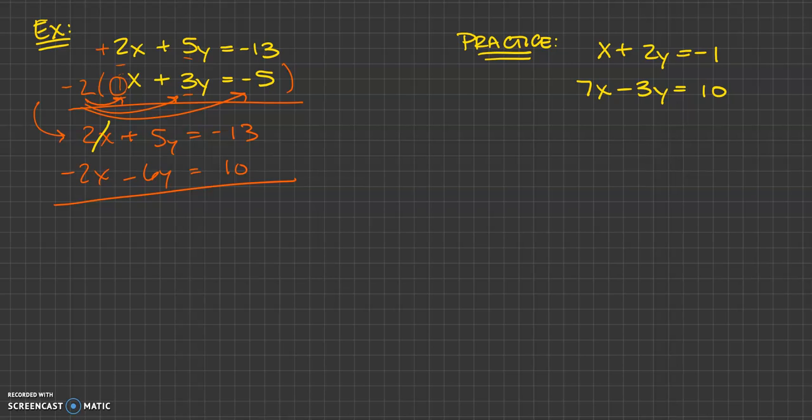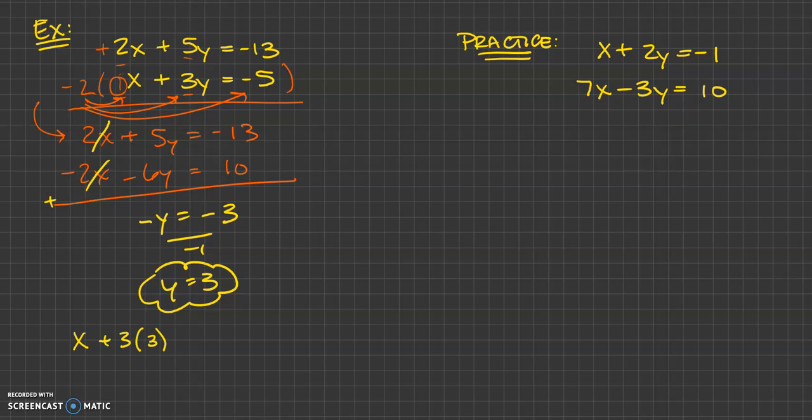Those are going to cancel when I add these two linear equations. This will give me a negative y equals a negative 3. Divide everything by a negative 1, and I get y is equal to 3. So that's the hard part. Now we substitute. I'm going to say x plus 3 times 3. If y equals 3, I'm just going to replace this y with 3 right there, equals negative 5. So that's x plus 9 equals negative 5, or x equals negative 14. So my solution is going to be negative 14 and 3.